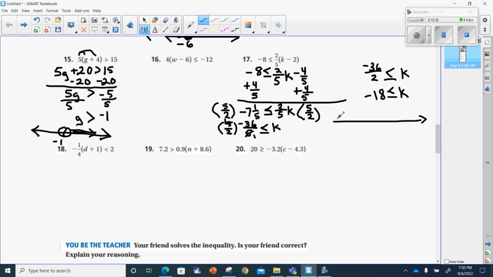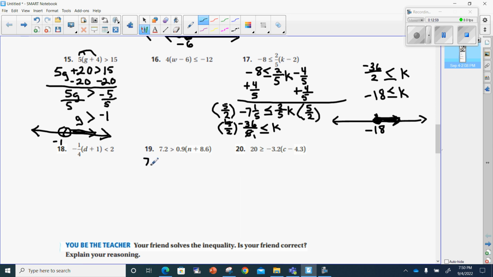And now when I make my graph, I realize this would be -18. It also includes it as an answer, so I put a dot and not a circle. And since k is bigger, I shade in all the numbers that are bigger than -18. All right, let's go to 19 now.